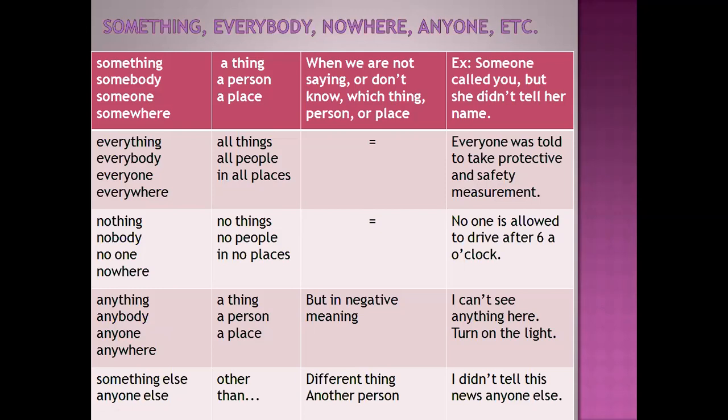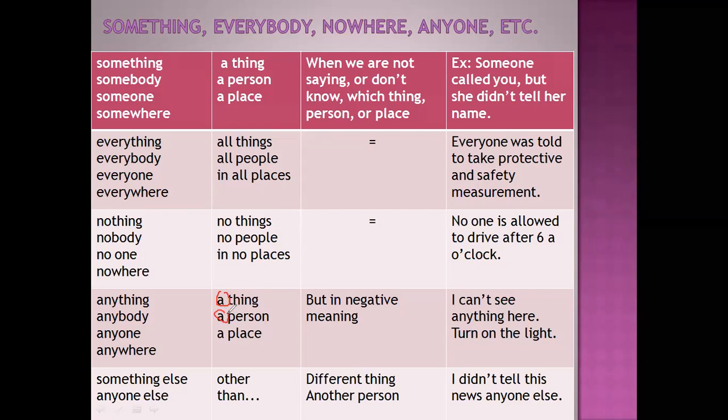Okay, next one. Anything, anybody, anyone, or anywhere. So what does that mean? It refers to anything, a person, or a place. Guys, can you tell me what this article is about? This article A, what is it about? It tells us it's singular. It is singular, which is correct. Is it clear or unclear?